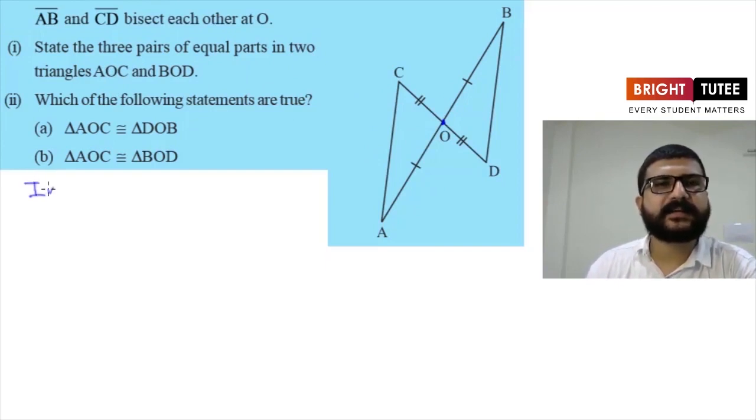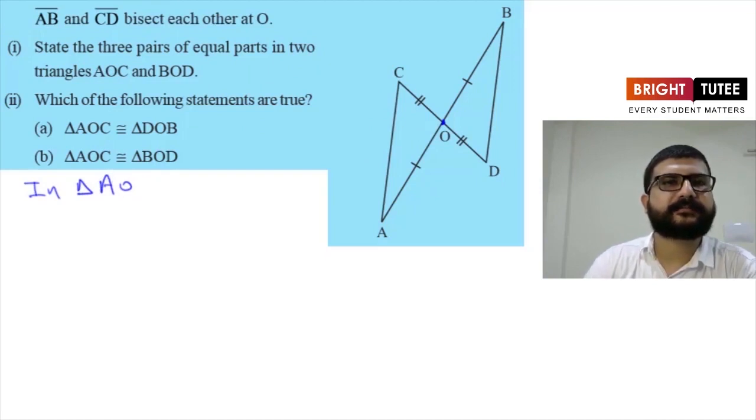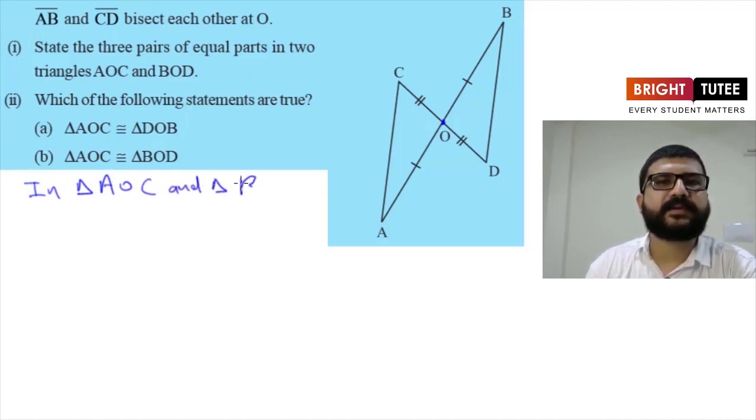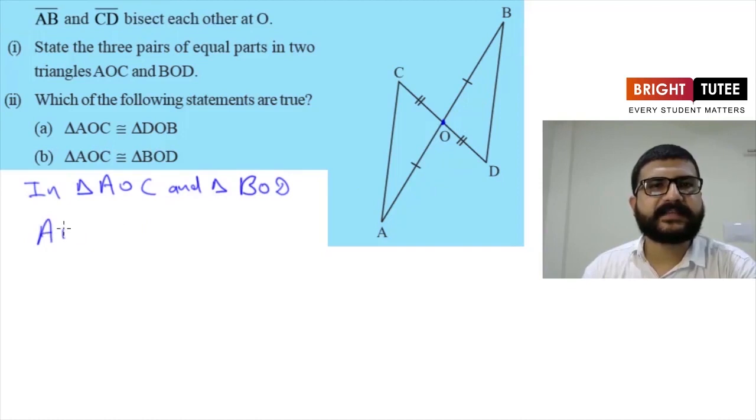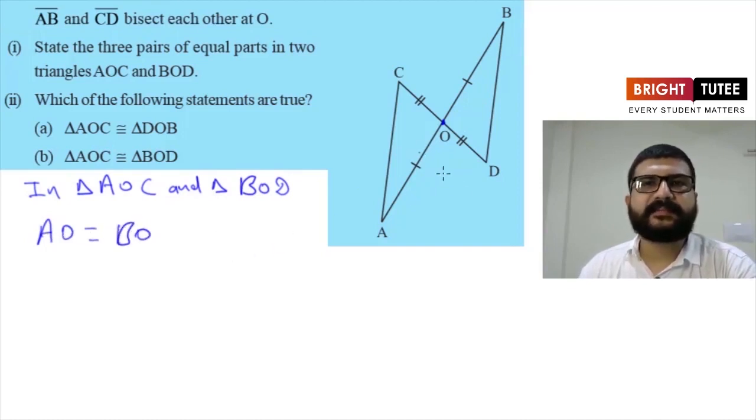So here we can write in triangle AOC and triangle BOD. We have to write three pairs of equal parts. Now as we can see, AO is equal to BO. One thing is AO is equal to BO. And then we have CO is equal to DO. We have one more thing, CO is equal to DO.